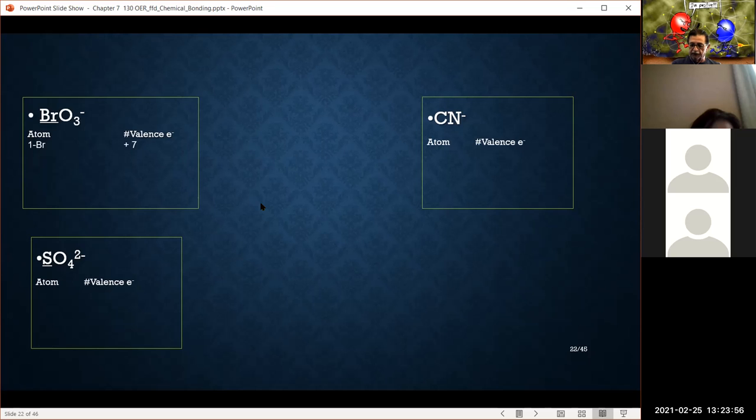Okay, so bromine brings in 7 valence electrons. There's 3 oxygens. Each one's in group 6, right? So that's 18. And so then it's a negative charge, so we're going to add a 1, okay, because of the charge. So that gives us a total of 26 valence electrons, or 13 pair. All right. So you can see here that, for example, we have, let me get the pen here. Let's see what I can do here.